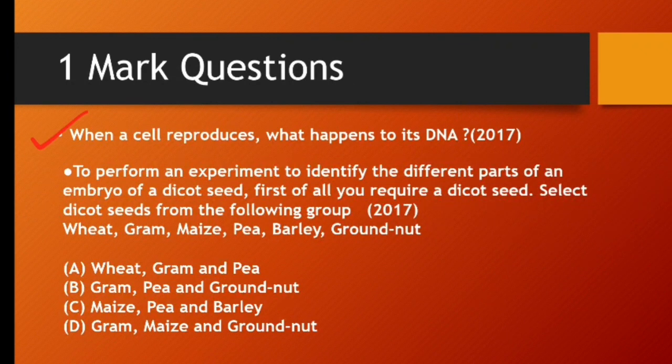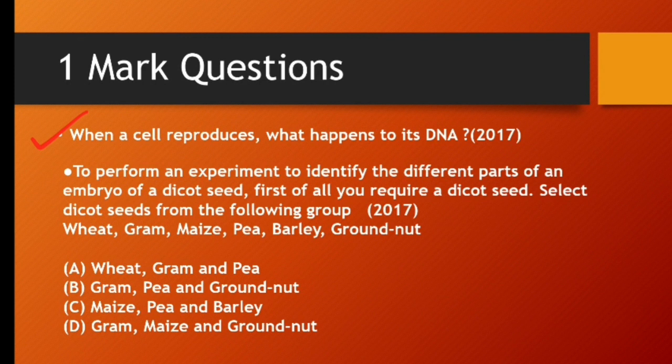The next is to perform an experiment to identify the different parts of an embryo of a dicot seed. First of all, you require a dicot seed. Select dicot seeds from the following group. They have given you a few examples and you will be selecting the dicot seeds. Which are the dicot seeds? Dicot seeds are those which, when you break a seed, have two parts. That is called a dicot seed.